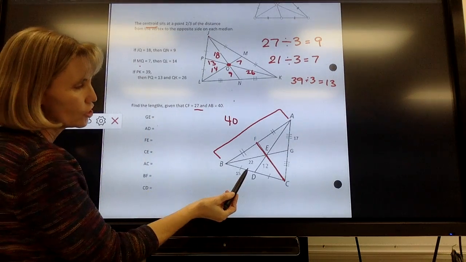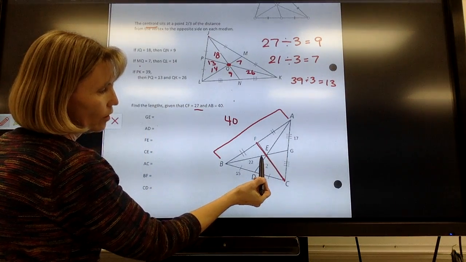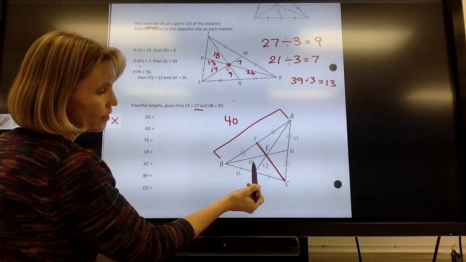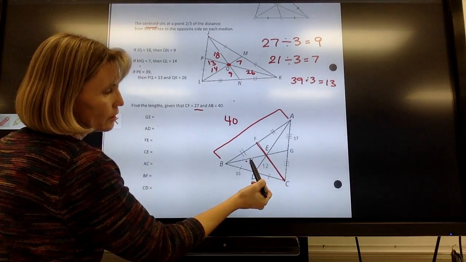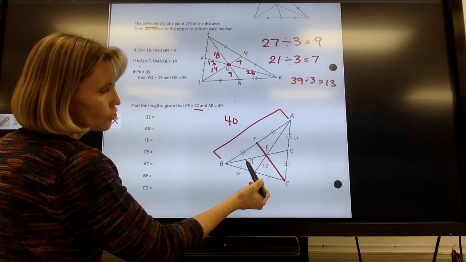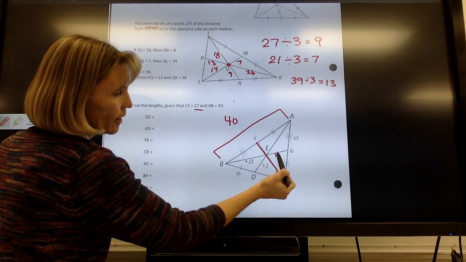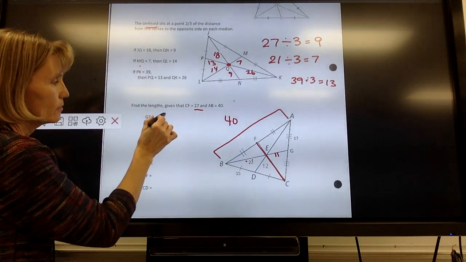So can we figure out what G to E is? Here's G to E. Well, I know that from E to B is 22. That's the longer piece. So how do I go to the shorter piece? This was 2/3. So 1/3 would be, just cut that in half. So that's going to be 11.